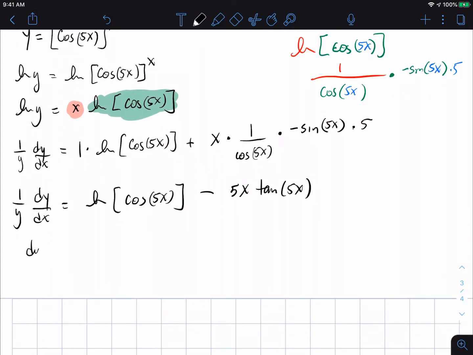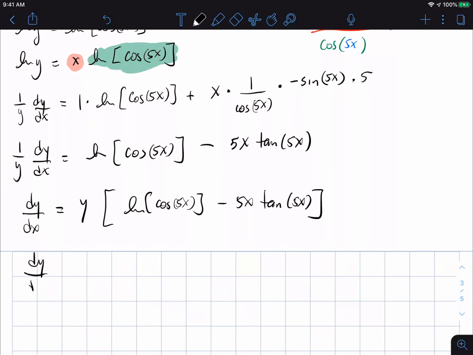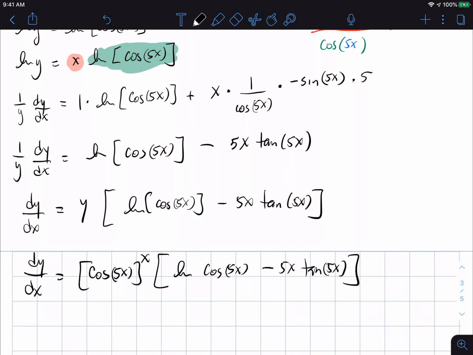Now, dy dx is equal to y times ln of cosine of 5x minus 5x tangent of 5x. And then we know what y is. y was cosine of 5x to the x times ln of cosine of 5x minus 5x tangent of 5x.